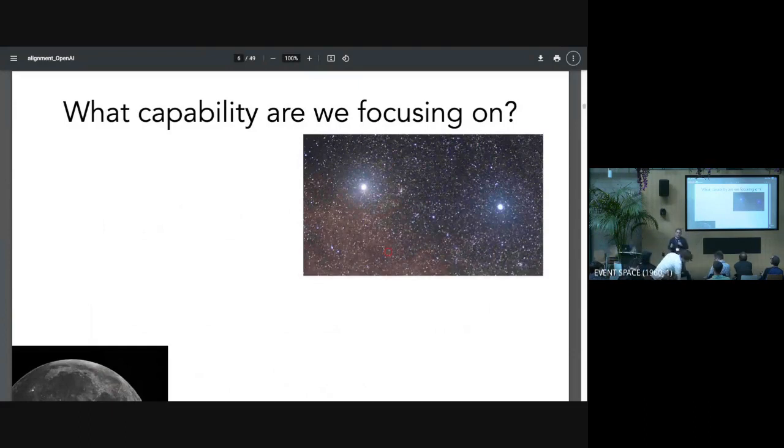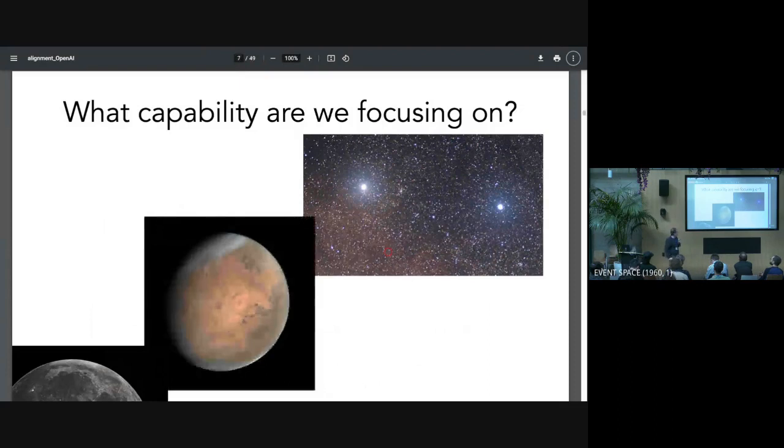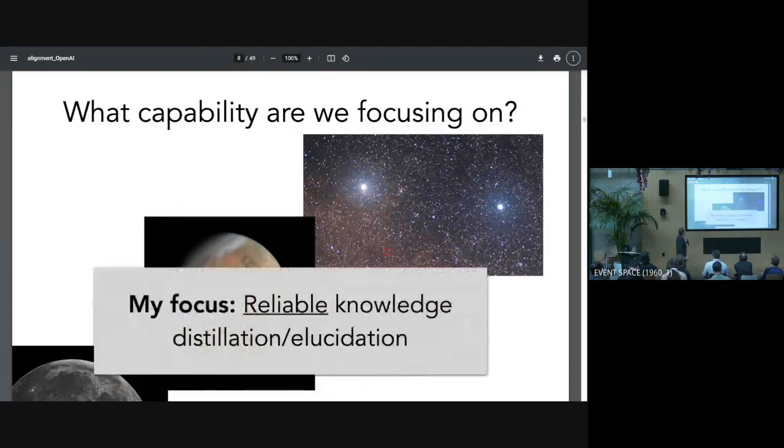I will talk about something much more mundane, but actually I think really important. The analogy will be to establishing a permanent base on Mars. To me, the goal here is to think about the task of reliable knowledge distillation and elucidation. The idea is that you want to be able to ingest a lot of data and then make sure that your model organizes it in some useful way, and you are able to access that.